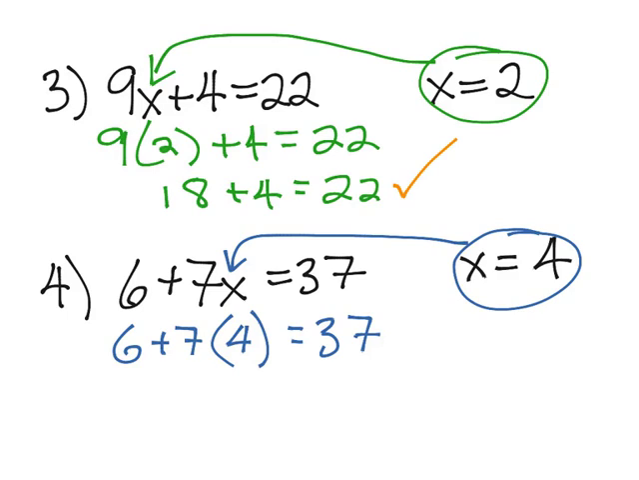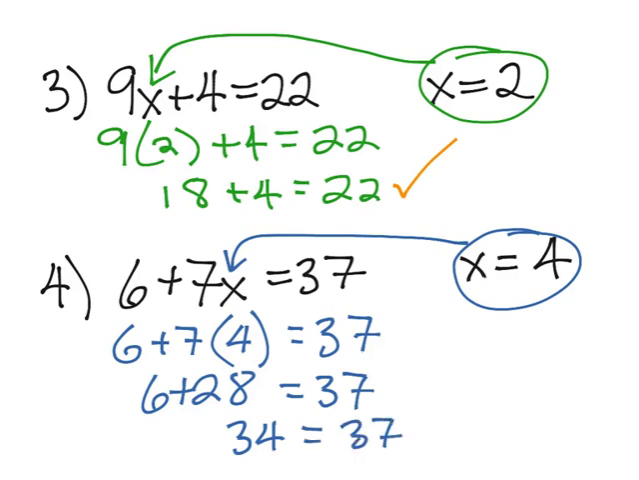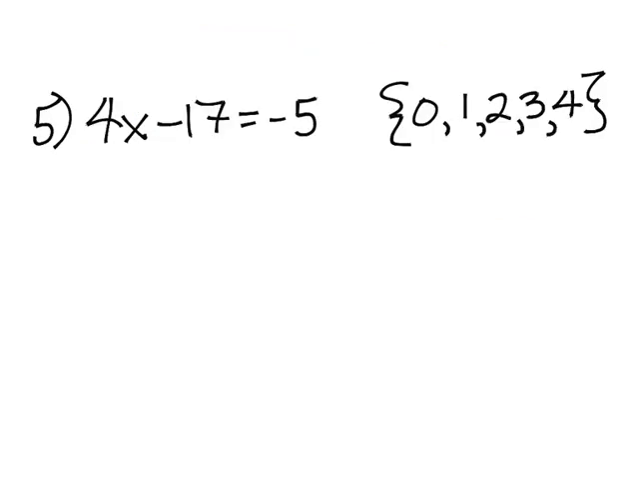So we have 7 times 4 is 28. So we bring everything else down. We want to see, will that work? 6 plus 28 is going to be 34. Is 34 equal to 37? No, it is not. We can put a slash through that equal sign saying it is not a solution. So we would say this one does not satisfy. So this is not a solution of our equation number 4.